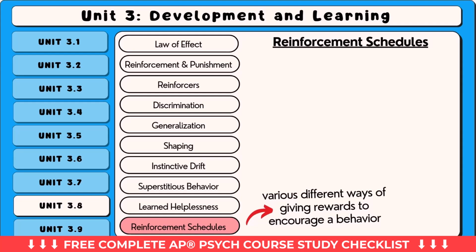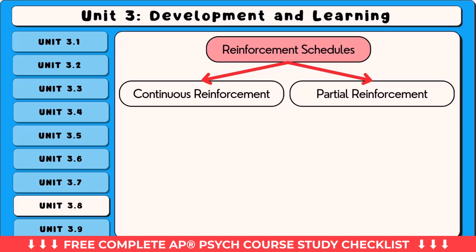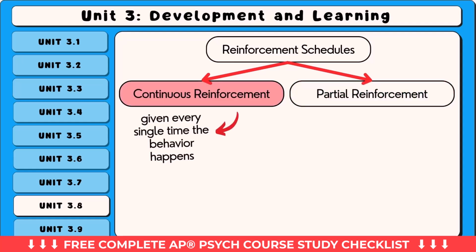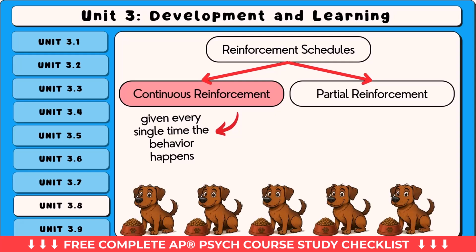Lastly, reinforcement schedules are different ways of giving rewards to encourage a behavior. We can break reinforcement schedules down into two categories: continuous reinforcement and partial reinforcement. Continuous reinforcement is given every single time the behavior happens. For example, a dog gets a treat every time it sits.